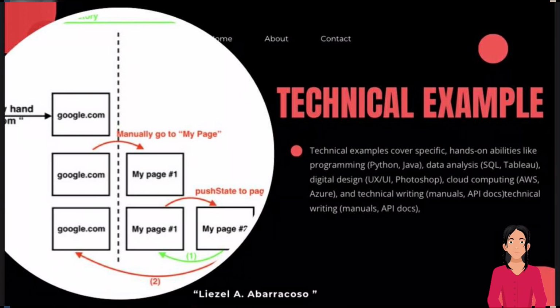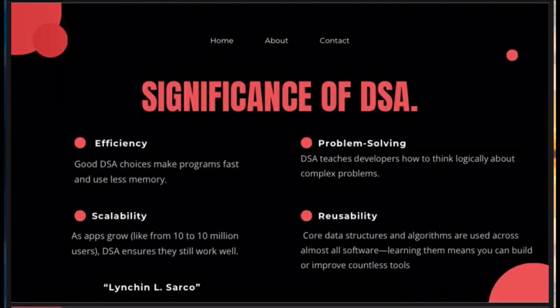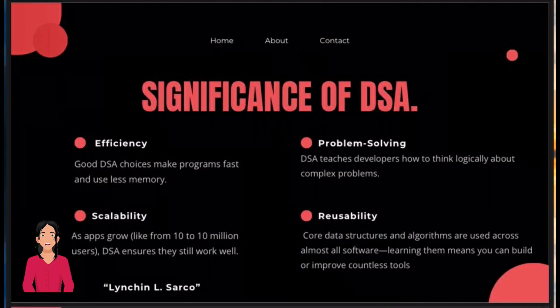See how simple it is? The pseudocode clearly lays out what each action does, no confusing syntax required. Thank you. The next is significance.